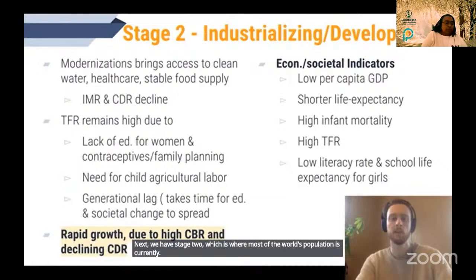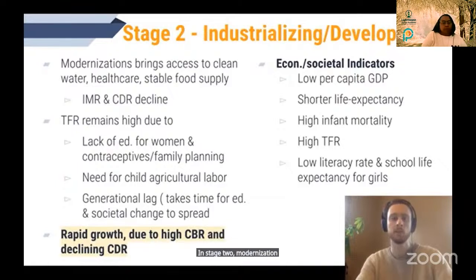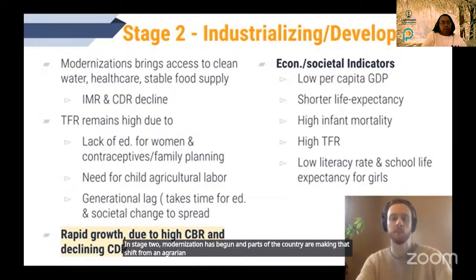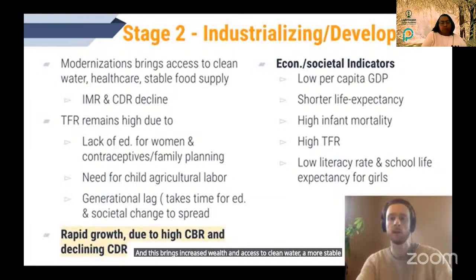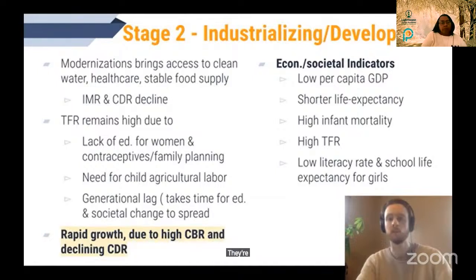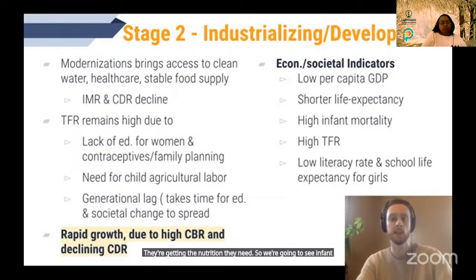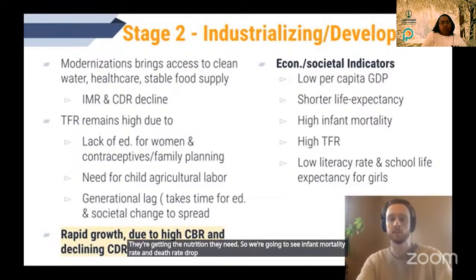In stage 2, modernization has begun, and parts of the country are making that shift from an agrarian economy to a manufacturing-based one. And this brings increased wealth and access to clean water, a more stable food supply, healthcare access for more people, so more children are surviving, they're getting vaccines, they're getting the nutrition they need. So we're going to see infant mortality rate and death rate drop pretty substantially.